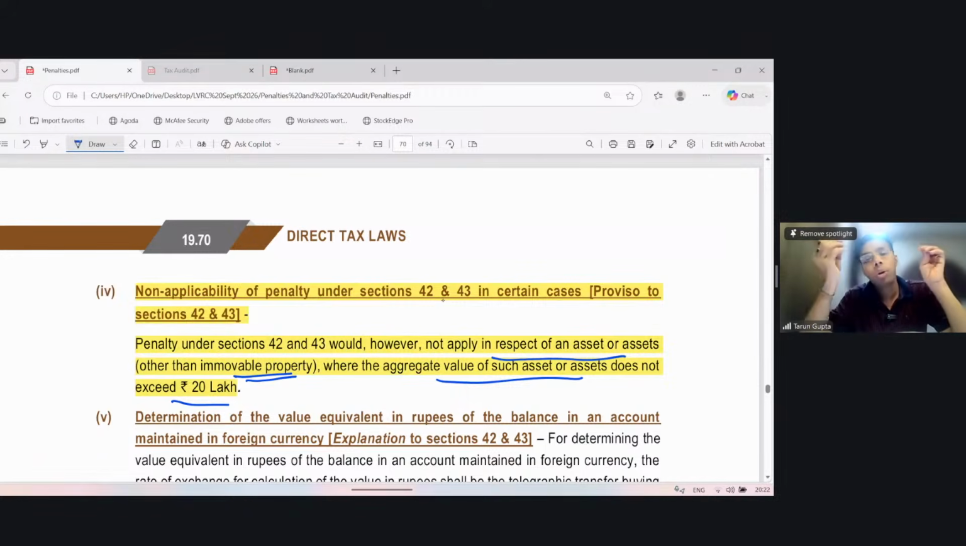So there is a benefit given to small assessees. If the value of the foreign asset which they have not disclosed in the return of income is up to 20 lakh and the asset does not include immovable property, then the penalty of 10 lakh shall not be levied. Clear?